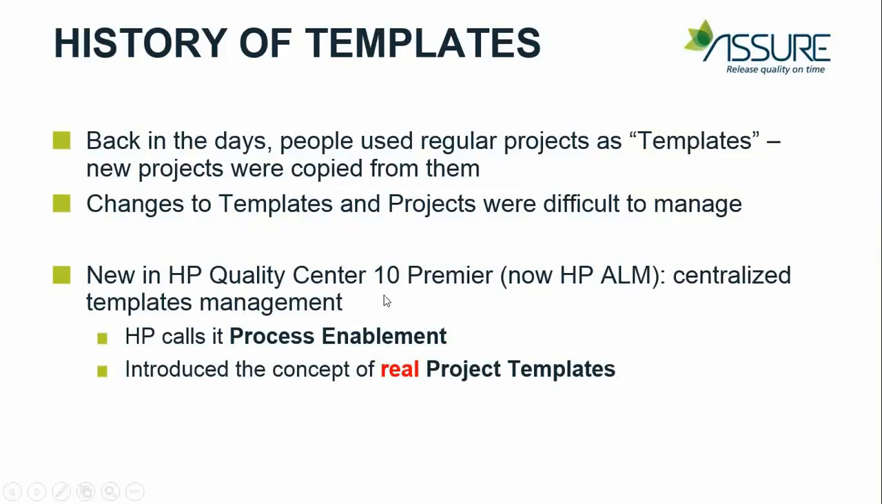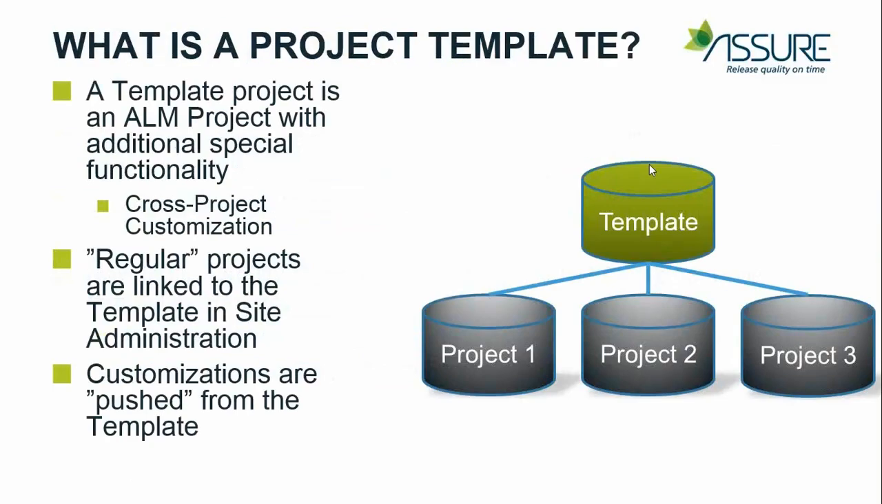So HP actually in Quality Center 10 Premier, which is now HP ALM, introduced a new functionality to address this issue. It's called process. HP calls it process enablement, and it really introduced the concept of real project templates. So a lot of the stuff today will be on the ALM process enablement, but there are also things here that apply to Quality Center users. So I'm sure that you'll find a lot of valuable content, even though you're not yet on the HP ALM edition at this time. So what is a project template in HP ALM?